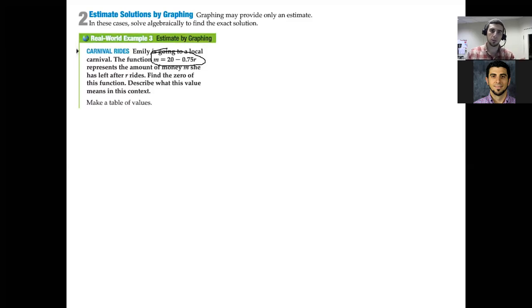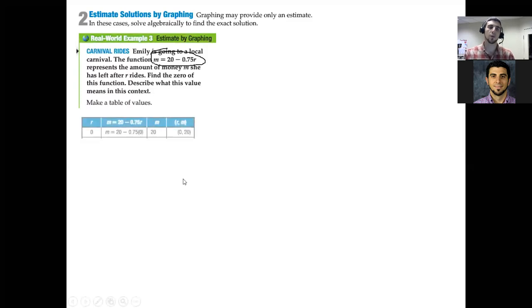So if she rode 10 rides, you would do 20 minus 0.75 times 10, which would be 7.50. So 20 minus 7.50 is going to give you 12.50. Okay, so that's how this equation or function can be interpreted in the context of this situation.